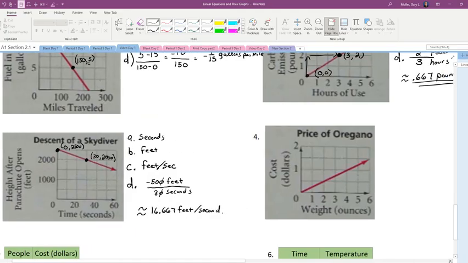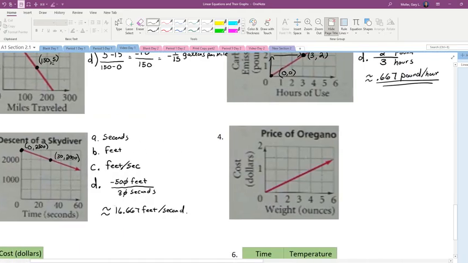All right, number 4 is a positive correlation. Oop, I need to go back and fix this. That reminded me. That should be a negative. Going down 16 feet. All right, this one's a positive correlation, so I should get a positive answer. Looks like ounces. Part B is going to be dollars. The unit on the rate of change is going to be then dollars per ounce.